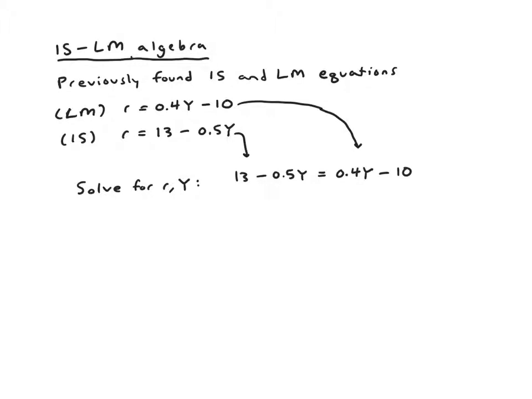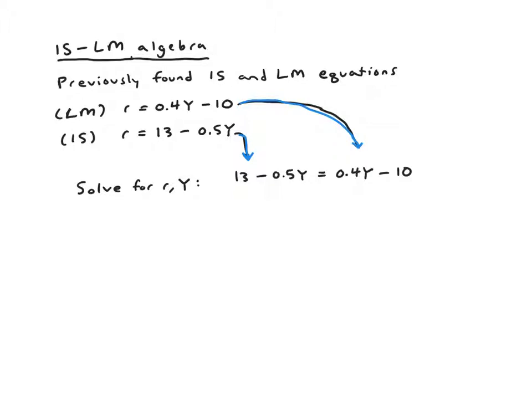And since we have two equations in two unknowns, the natural thing to do is to set up an equation and solve for one of the missing variables. In general, it's easier to do this by setting the two r's equal to each other and then solving for y. So we'll illustrate that method. So we've copied that down. We took IS, moved it here. We got 13 minus 0.5y. We took LM, moved it over here. We have 0.4y minus 10, and now we just got to solve.